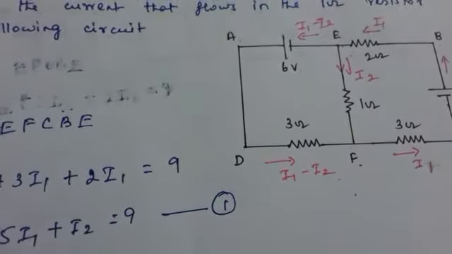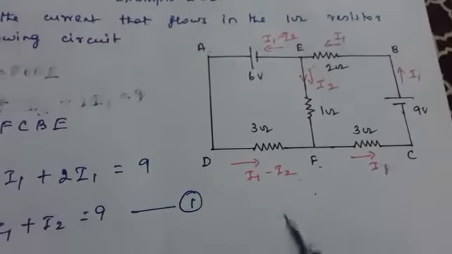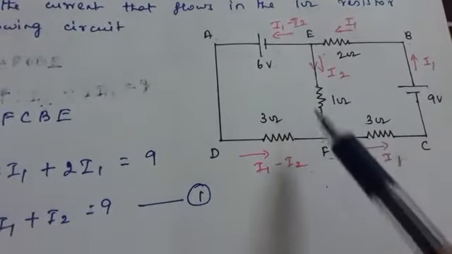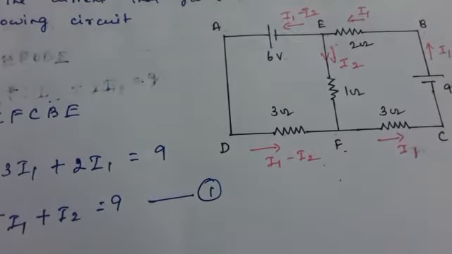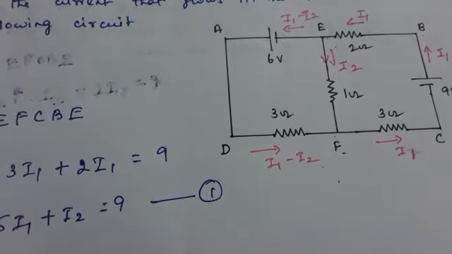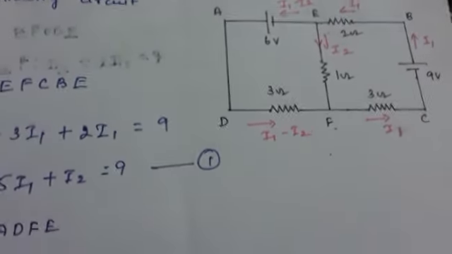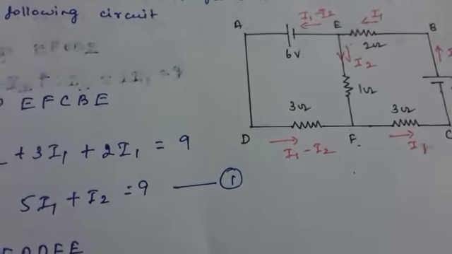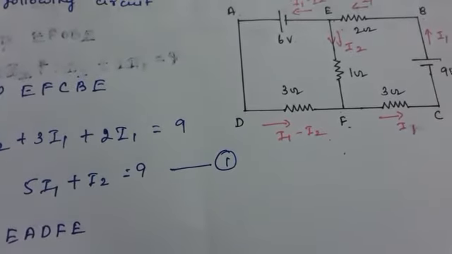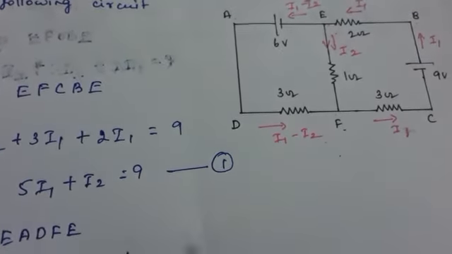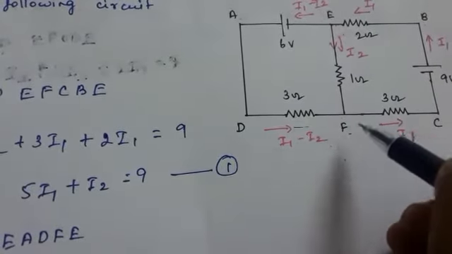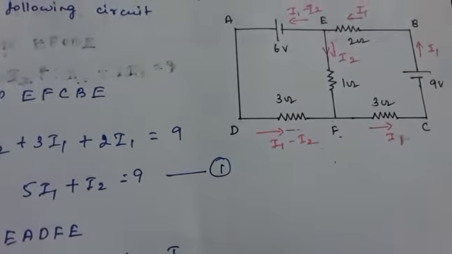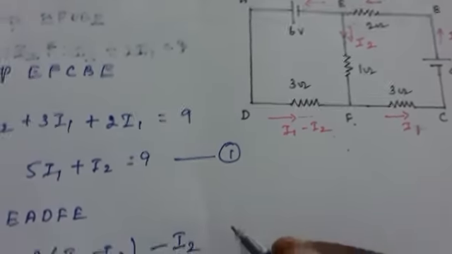Now I am going to take the next loop, E, A, D, F, E. Now what is the current in the resistor? That is 3 into I1 minus I2. Here I2 is in the opposite direction to this, so it is minus I2. And 1 into I2 is I2.